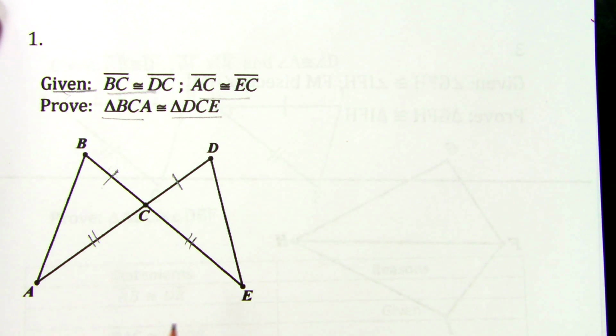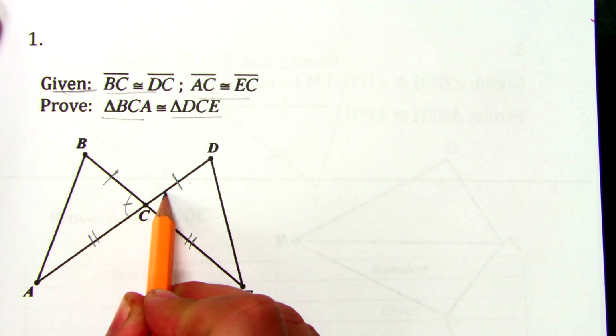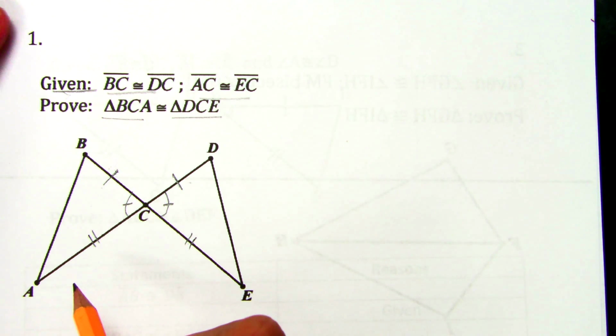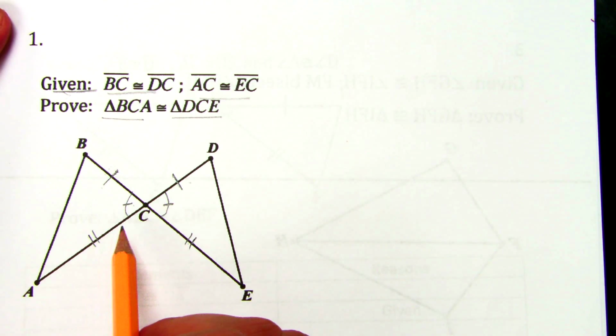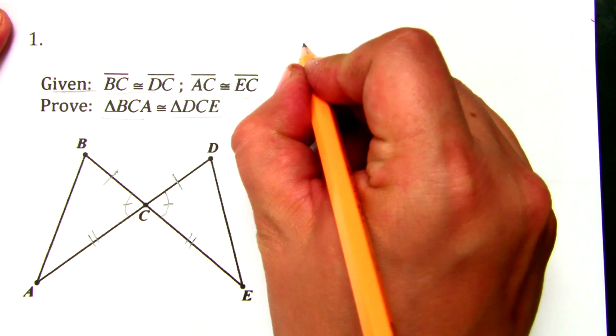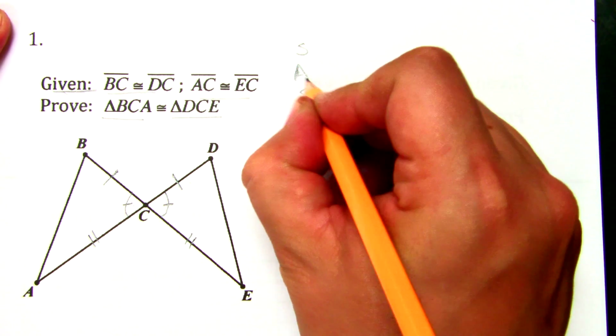What am I going to use? What theorem am I going to use? Well, I've got two sides, and then if I look here, I've also got these two angles, vertical angles. I know that those two angles are congruent, so I can use side, angle, side. So let's just write that over here, side, angle, side.